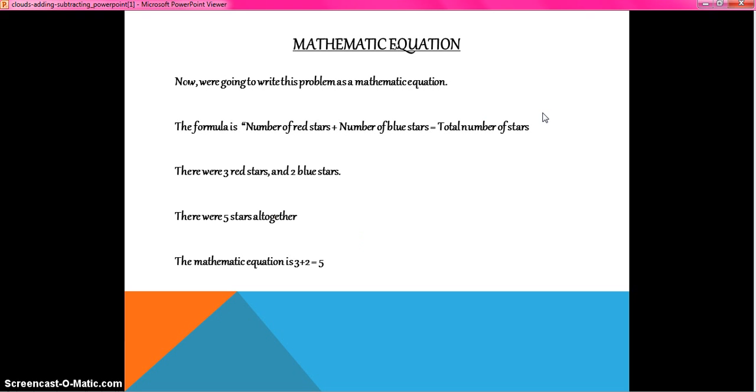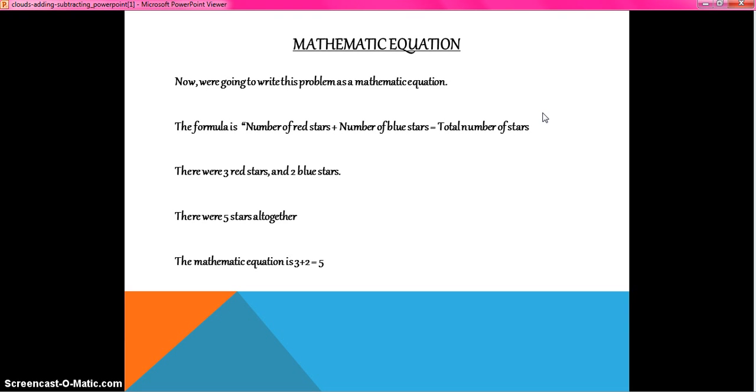Next, we have to write something down on our papers, right? We need to write down this equation that we just did together. The first step is to write down the number of red stars. Do you remember how many there were? Right, 3. So everyone write down the number 3 on your paper.